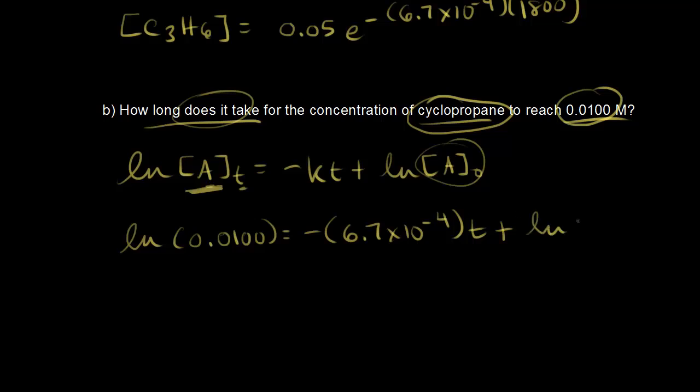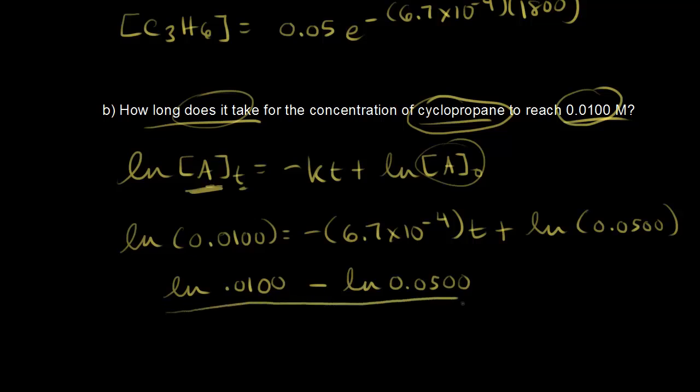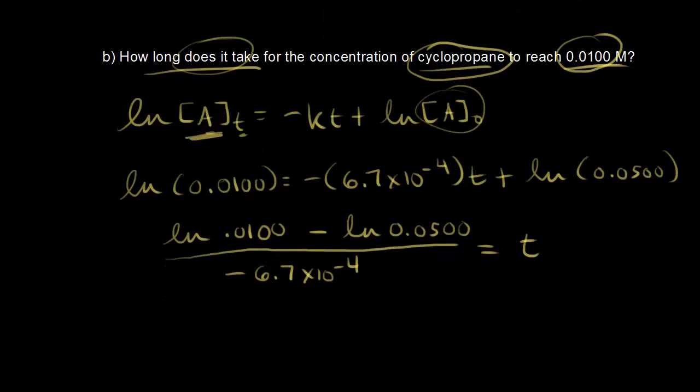So this is the natural log of 0.05 molar again. All right, so to solve for time, this would be the natural log of 0.01, right, minus the natural log of 0.05. And then you'd have to divide that by negative 6.7 times 10 to the negative 4. So just some algebra here gets you your time. So we can do that on our calculator.